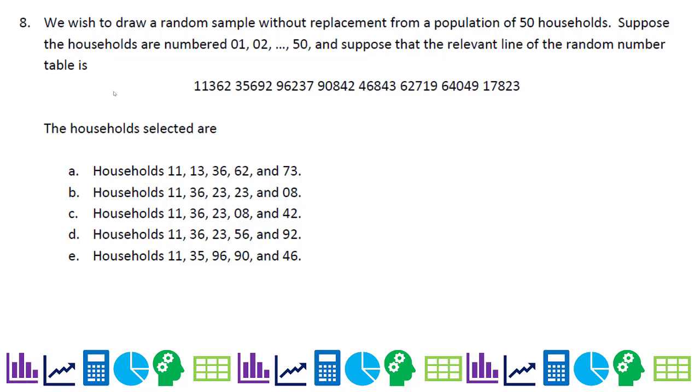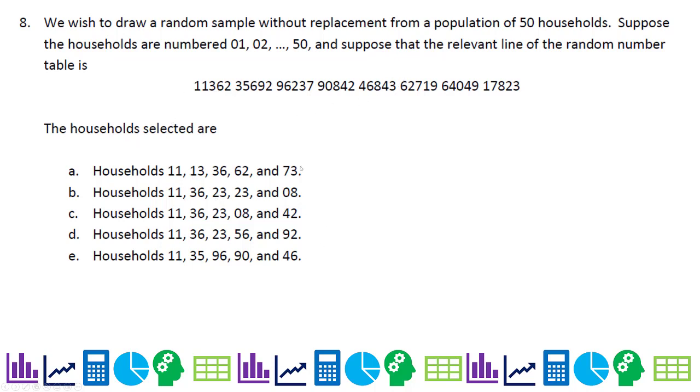Okay, number 8. So we're going to review a little bit on randomly sampling using a simple random sample, so to speak. And we wish to draw a random sample without replacement from a population of 50 households. Suppose the households are numbered 01, 02 up to 50, and suppose that the relevant line of the random number table is this. So how could we use this to pick some households?